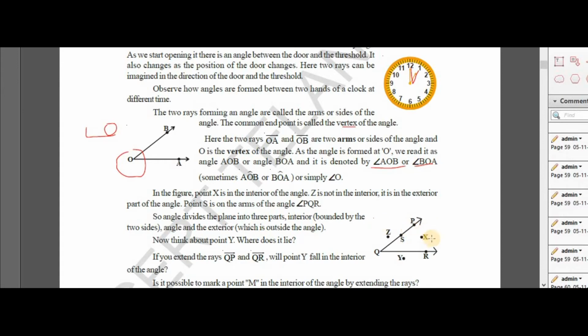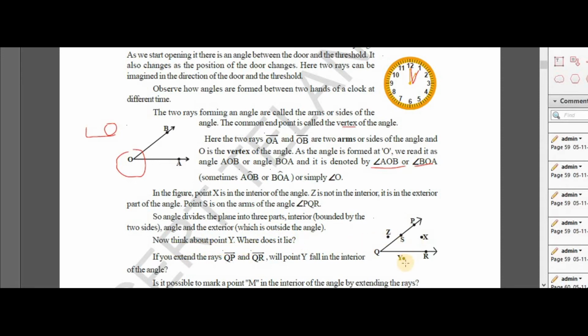Now in this figure, the point X is the interior of the angle. Of course, interior is nothing but inside the angle, whereas S is on the angle. Z is not in the interior, it is the exterior part of the angle, and point S is on the arms of the angle PQR. So an angle divides the plane into three parts: the interior, bounded by the two sides, the angle itself, and the exterior, which is outside the angle. Now think about point Y.